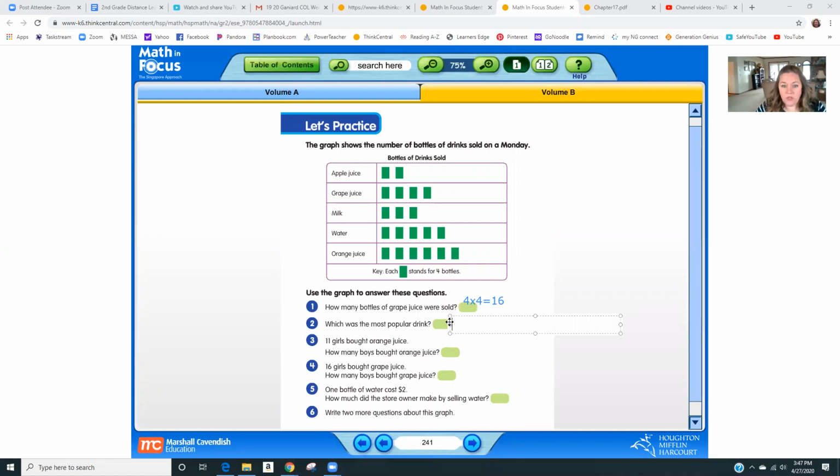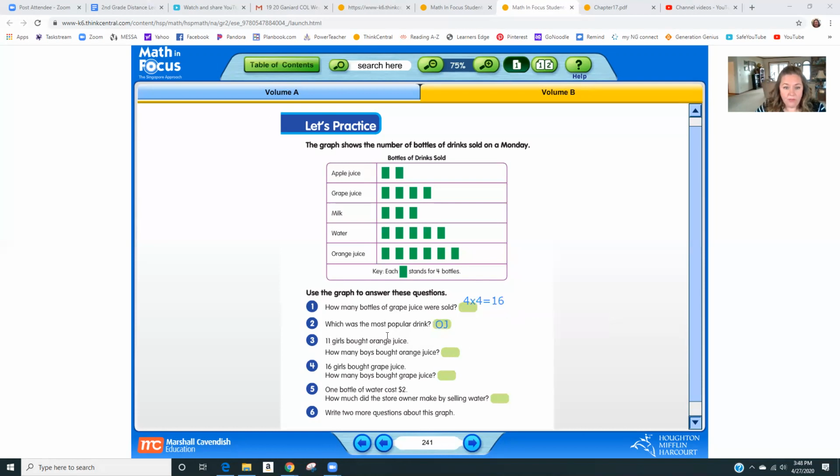Number 2 asks, which was the most popular drink? So I can interpret that question into saying the most popular drink would probably be the one that has the most sold. So if I look back up at our pictograph, I'm going to scan over these categories, and I'm going to notice that the most amount of symbols is over here for orange juice. It has 1 more symbol than water, so it means it sold 4 more than water. All right, so I'm going to put OJ in that one. That was the most popular drink because we had the most symbols in that one.